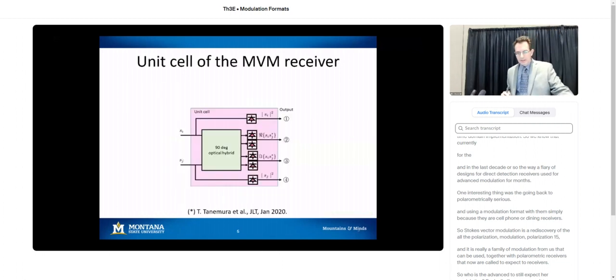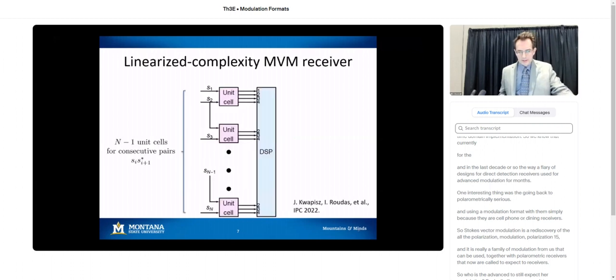At the receiver side now, for Stokes vector modulation, there were recent publications that proposed to replace parts of the polarimetric receiver with 90-degree hybrids and photodiodes that either measure the real and the imaginary part of 2 incoming signals, or they measure their power. So we'll use this as a unit cell for the mode vector modulation receiver, and we can concatenate n-1 of these unit cells, where n is the dimensionality of the Stokes space. And we can use DSP in order to be able to detect the Stokes symbol and also derotate possible rotations that happen inside the multi-mode or multi-core fiber.